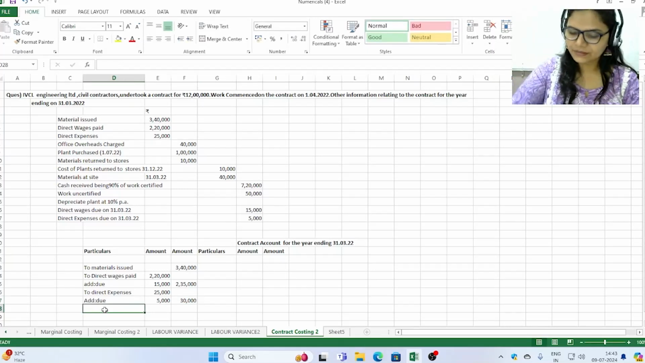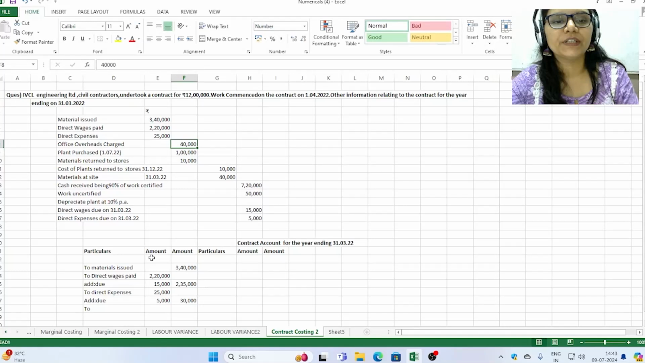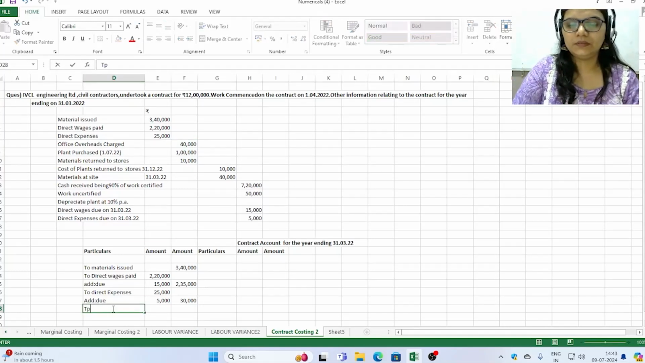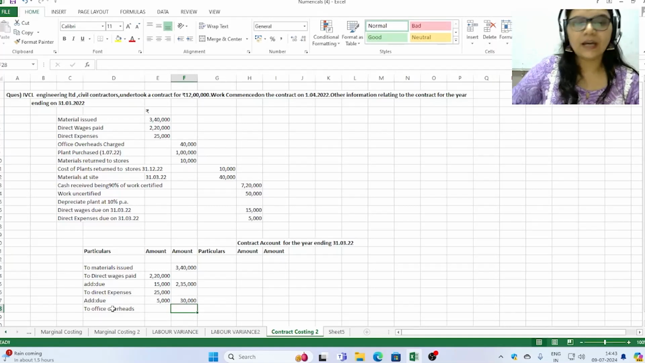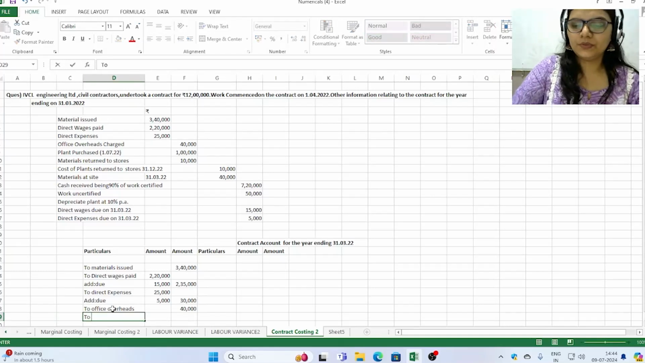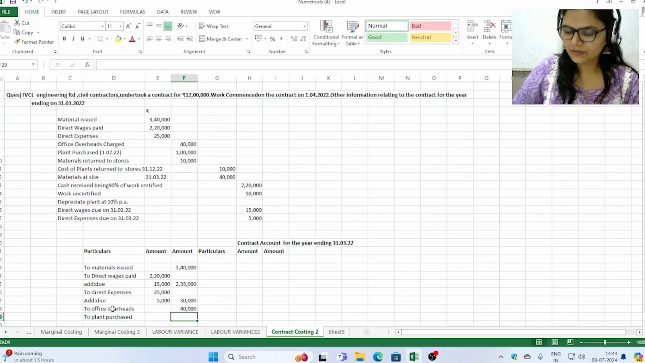After that, office overheads. Yes, these are mentioned as 40,000. To office overheads, we have 40,000. Next, to plant purchased, we have 1 lakh.